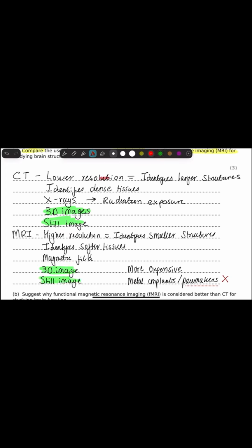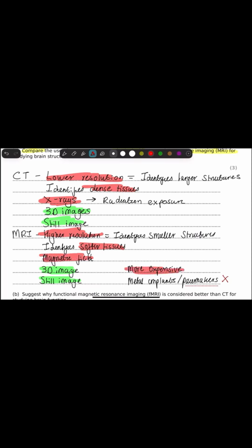This is where we can get more marks. CT is a lower resolution. MRI is a higher resolution. CT, dense tissue. MRI, soft. CT, X-ray. MRI, magnetic field. Always would say about radiation as well. MRI uses a magnetic field, so it's safer.